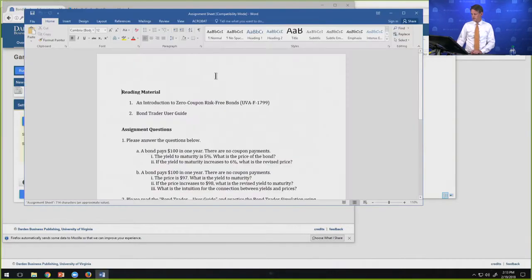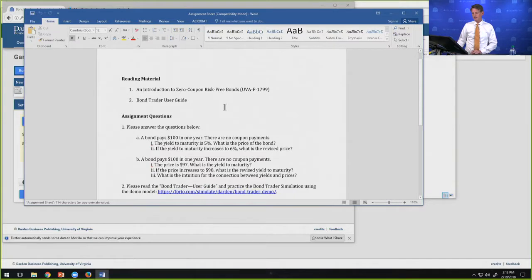Now with your students, this is a common assignment sheet that I would hand out as part of the syllabus and getting them ready for the simulation. Prior to class day, they would have received two reading materials: this Introduction to Zero Coupon Risk-Free Bonds, which is simply an introduction to bond math and what bonds are, to give them all the mechanics that they'll need. And then also the Bond Trader User Guide, which gives them a sense of what this simulation is about and what they'll be doing.